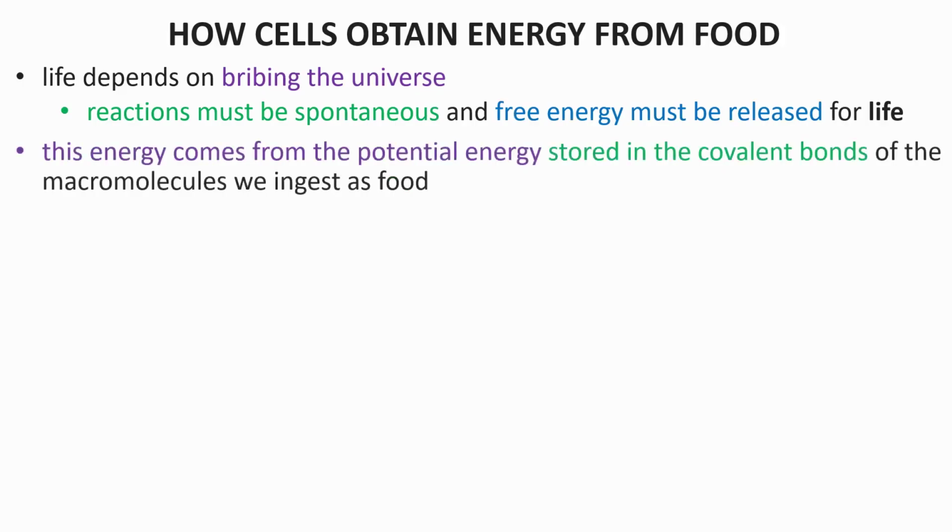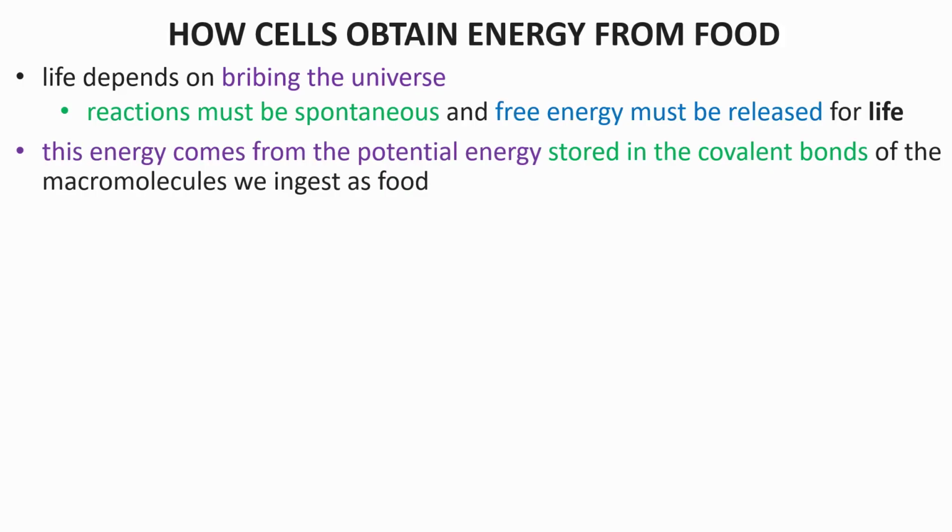And so the only way a highly ordered, low entropy state such as life can exist is if we are bribing the universe with released energy, exergonic reactions, and keeping the overall delta G's negative. We've talked about that a lot. Reactions must be spontaneous and free energy must be released if the low entropy state of life is going to be possible. And this energy that we're constantly bribing the universe with comes from food.